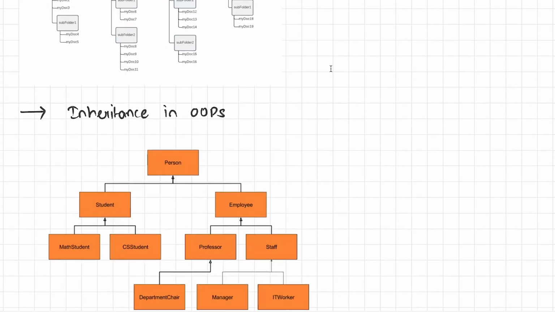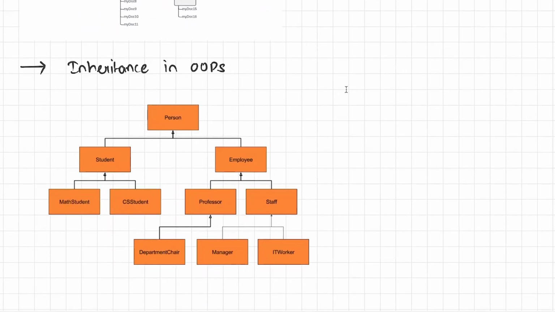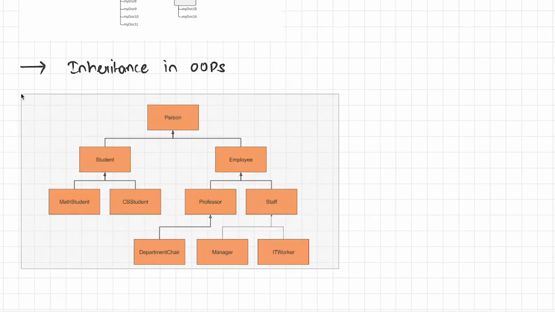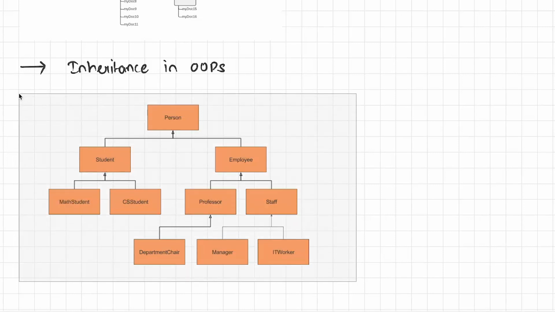The next example is, let's say we have so many classes and all of these classes inherit from some classes. So let's say we have person class, and student and employee class inherit from person class. Then we have math student, CSS student that inherit from student class. Then we have professor and staff class that inherit from employee class, and so on and so forth. So when we want to represent this type of hierarchy in object-oriented programming or in context to inheritance, we can use tree data structure. And using tree data structure, it becomes very easy to represent this type of structure.